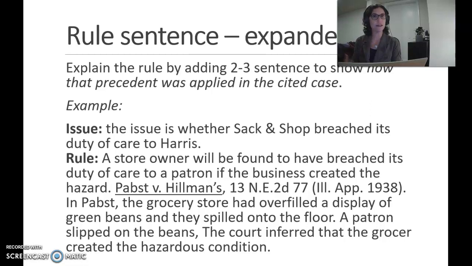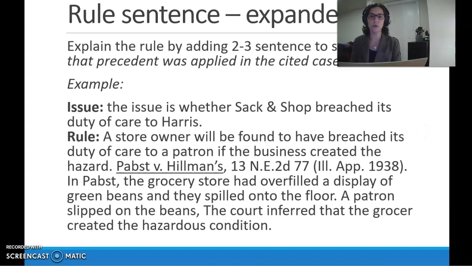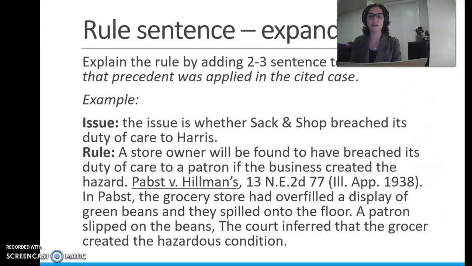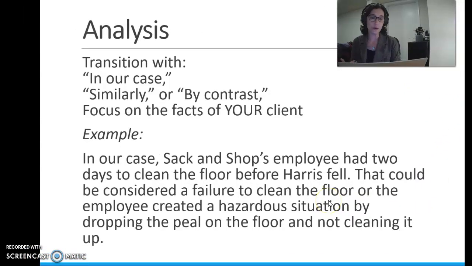So we've got the rule sentence, and then the next sentence, still keeping in the same paragraph, is the analysis sentence. And the analysis sentence, and again, this should be more than one sentence, should begin with a transition called "in our case," or "similarly," or "by contrast." The reason we need a transition between the rule sentences and the analysis is that we are now moving from a series of sentences, the rule, where you are discussing only your cited cases, your research, your precedent.